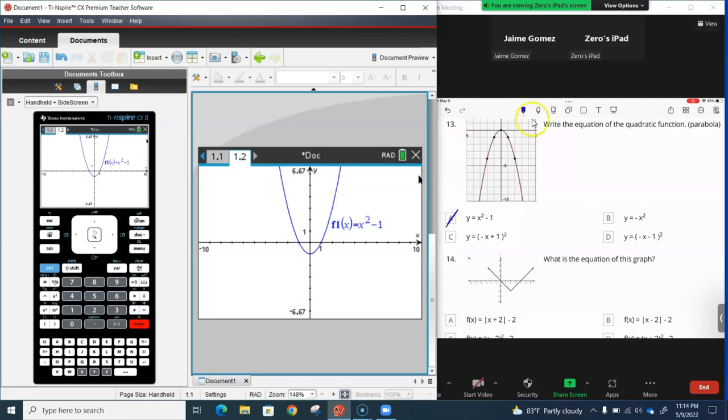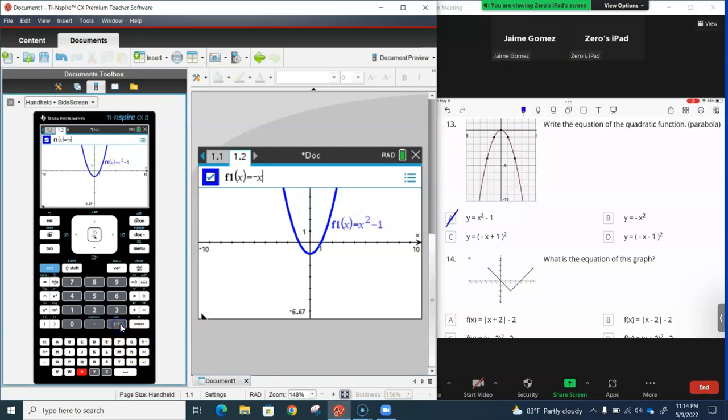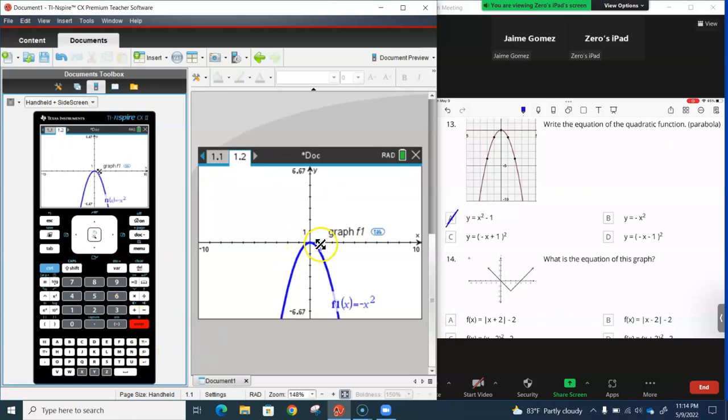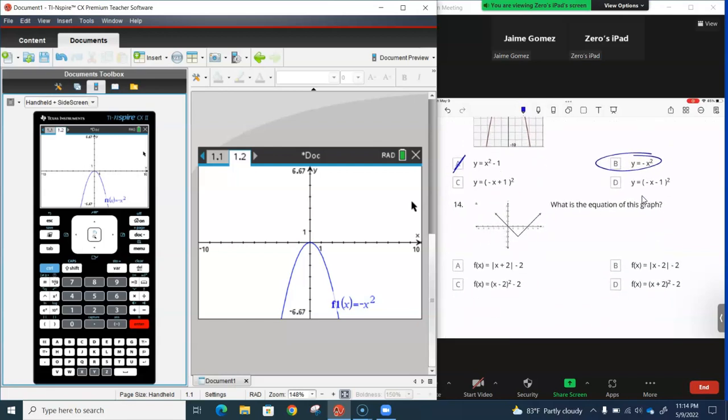Now go to letter B. Negative x squared. There we go. That matches right there. It's a 0, 0. This is also a 0, 0. So letter B.